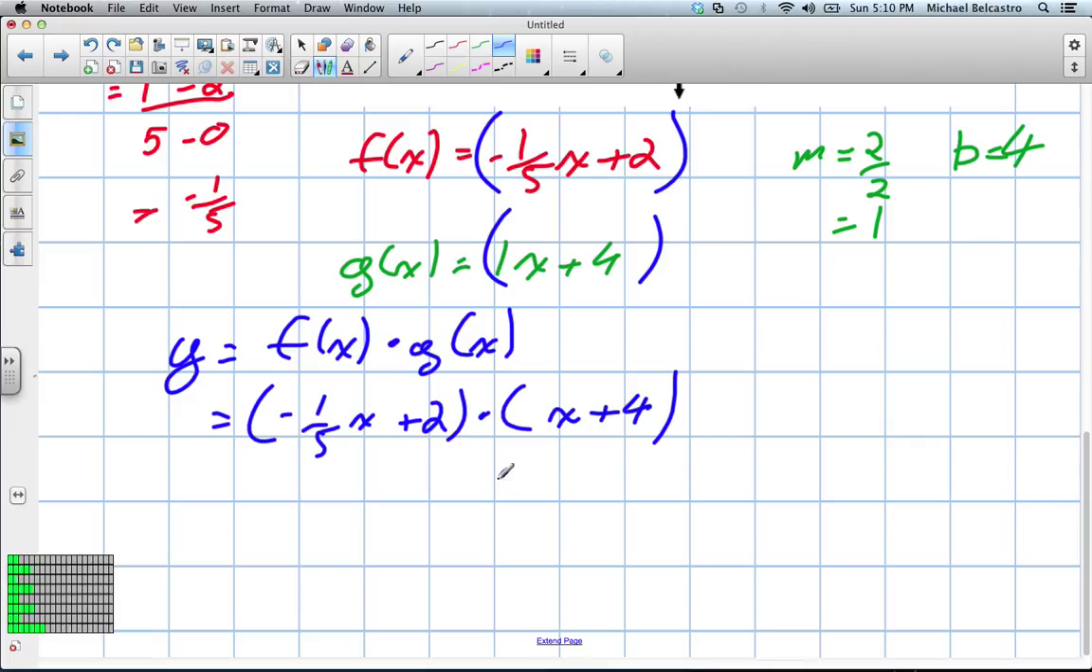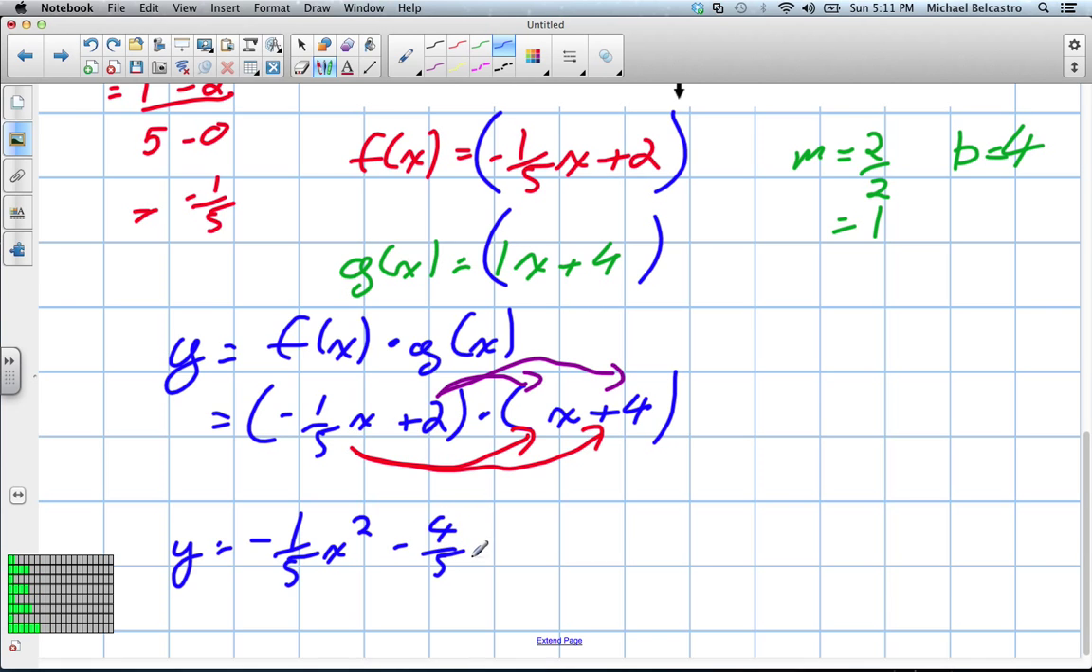From here, we have two terms in each bracket. Do you remember what it's called when we're multiplying these? You expand it, yeah, so it's the distributive property or FOIL, whatever they call it. Sometimes they call it the rainbow method. You multiply the first one by both and the second one by both, right? So y is equal to negative 1/5 x times x, which is negative 1/5 x squared. Negative 1/5 x times 4 is negative 4 over 5x. 2 times x is 2x. And 2 times 4 is 8.